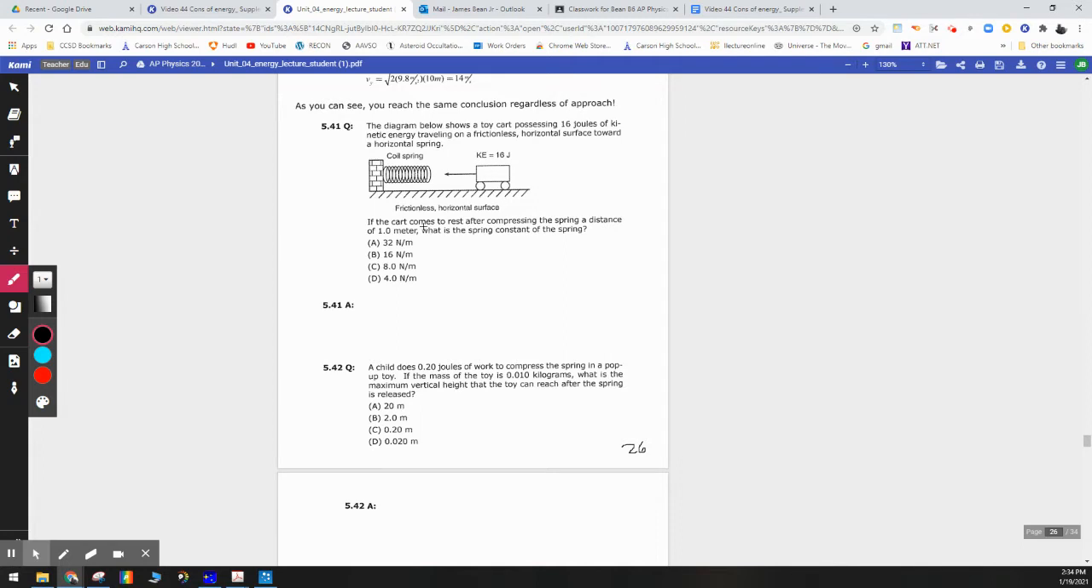If the cart comes to rest after compressing the spring a distance of 1 meter, what is the spring constant? I'll set this up for you and let you figure this out. We have the initial potential energy, plus initial kinetic energy, minus any work done by friction, is going to equal the final kinetic energy.